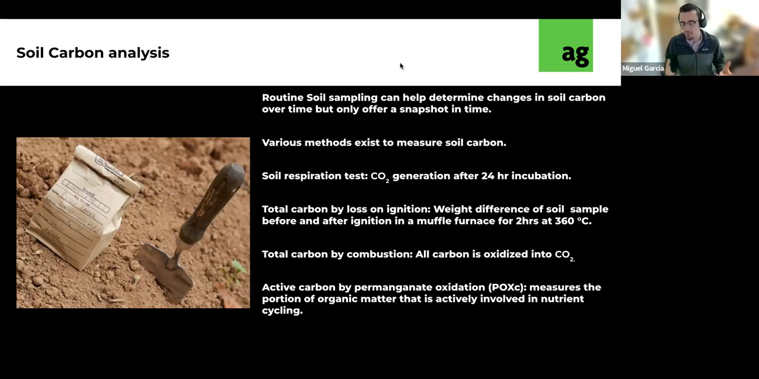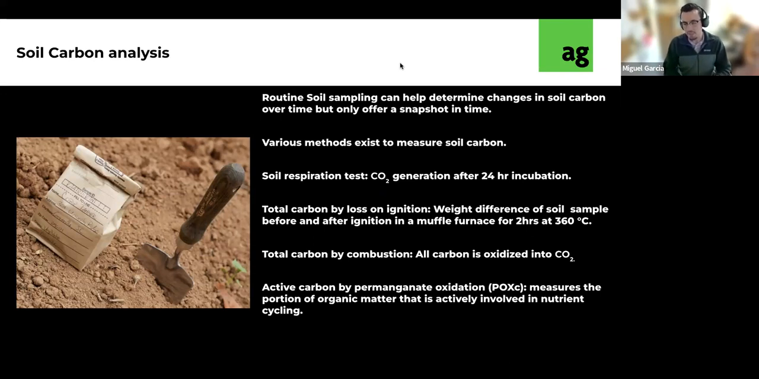However, at that temperature, depending on the amount of clay that you have there, depending on the accuracy of the instrument, how long you keep it in the furnace, you may or may not get a true representation of how much carbon really is in the soil. So the solution to that would be to actually combust the entire sample. So that's the next method, which would be total carbon by combustion.